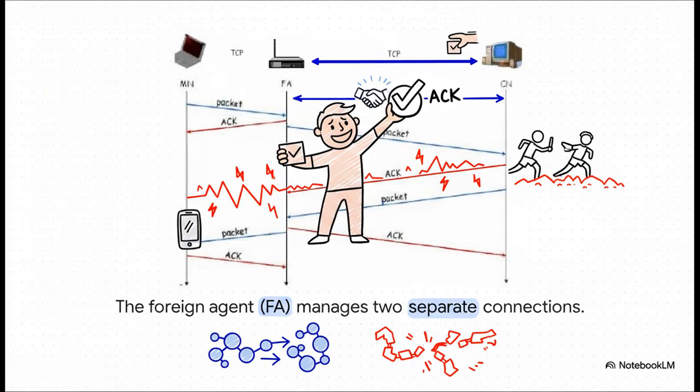And you can see that middleman, the foreign agent, right here in action. The sender, or the correspondent node, fires off a packet. The foreign agent gets it and immediately sends back an "I got it" message, an ACK. So the sender's happy, it thinks the job is done. But really, the foreign agent now has to handle a whole second separate journey for that packet over the shaky wireless link. It's kind of like a relay race where you pass the baton to another runner who's about to run on a totally different, much tougher track.